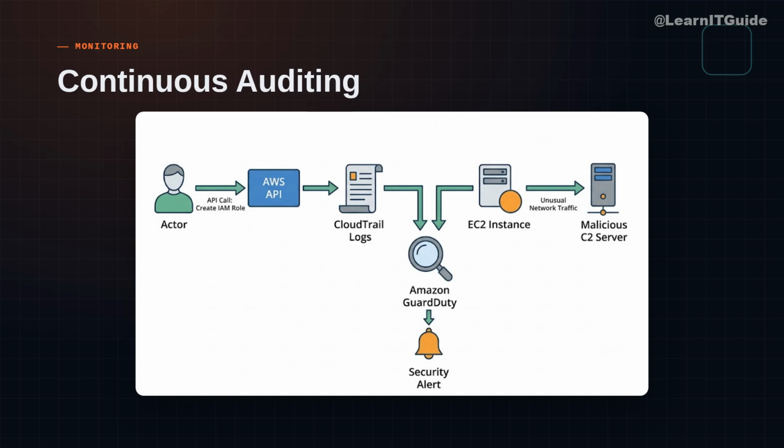Complement this with Amazon GuardDuty. GuardDuty uses machine learning to detect unusual patterns, like an EC2 instance suddenly communicating with a known command and control server. These tools act like a digital security camera system for your cloud account. Without them, you are flying blind.